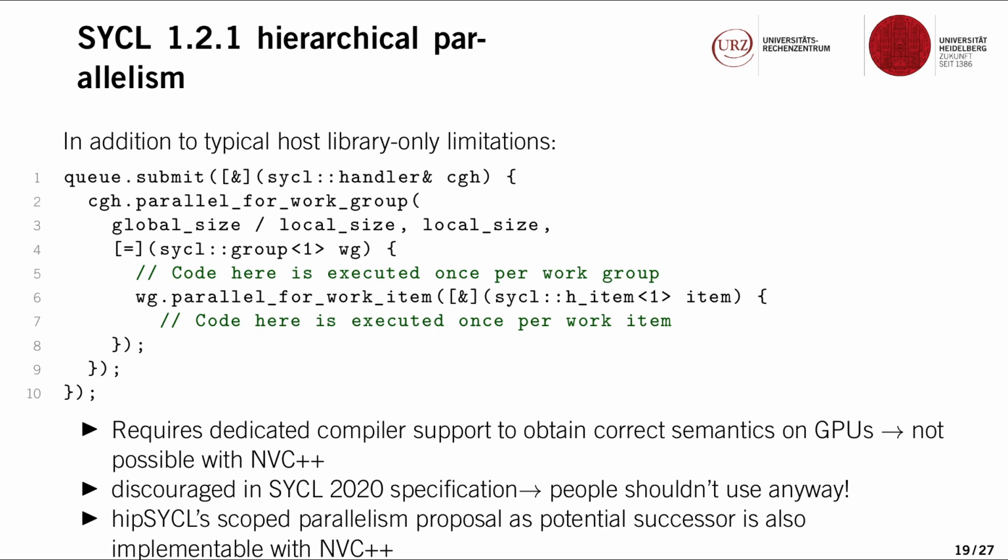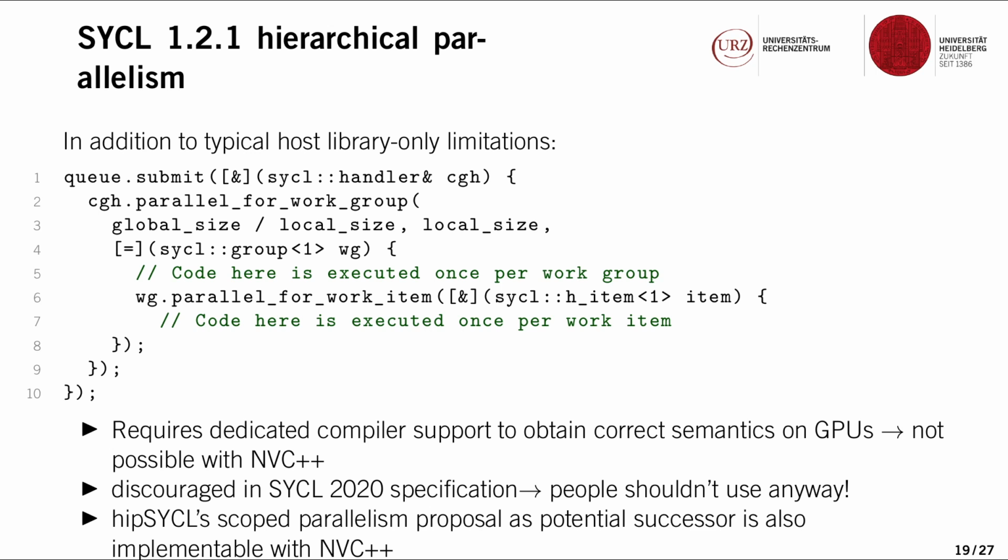In addition to those issues, there's one additional thing that popped up that we noticed, and this is SYCL one-to-one hierarchical parallelism. This is a programming model where you first say what you want to parallelize over your workgroups, and then you can specify code that's executed once per workgroup. And then inside the scope, you can again fan out and say what you want to have executed in parallel for each work item within that workgroup. And if you want to implement this on GPUs, you need to have dedicated compiler support because you need to make sure, for example, that code that's here is only executed once per workgroup. So you need to mask out all the other work items. Since we cannot add in any additional compiler logic into NVC++, this cannot be supported with NVC++.